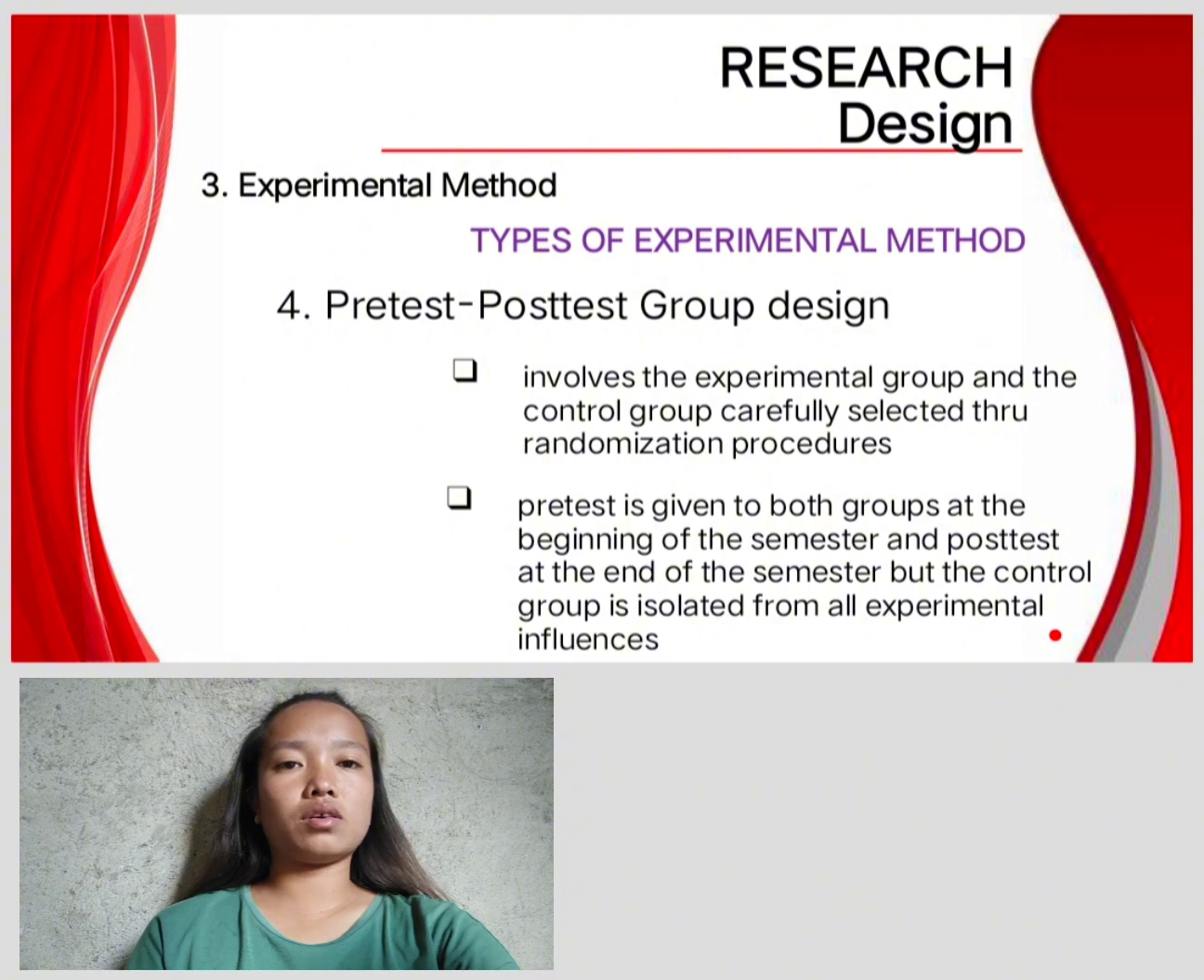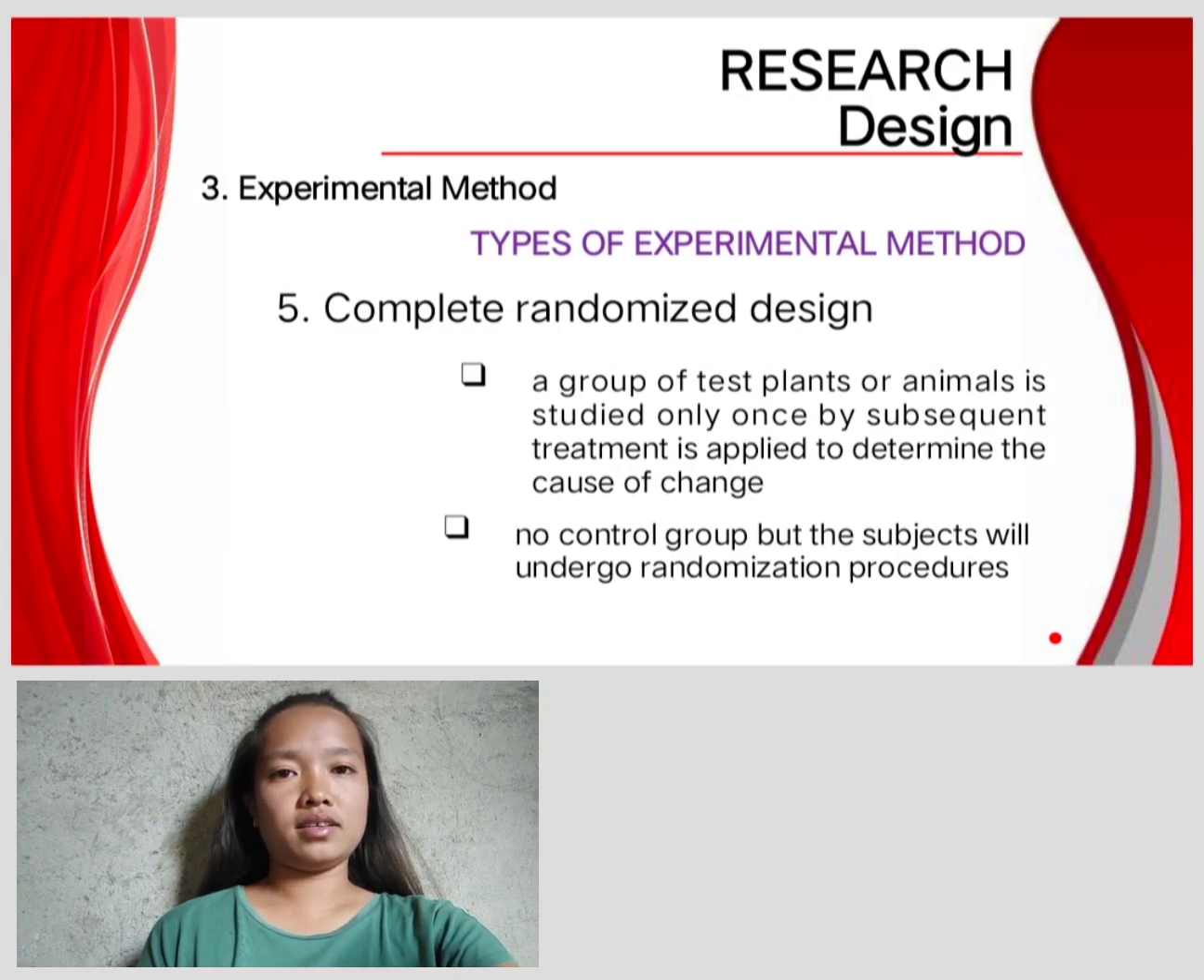Pre-test, post-test group design involves an experimental group and a control group carefully selected through randomization procedures. The pre-test is given to both groups at the beginning of the semester and the post-test at the end of the semester, but the control group is isolated from the experimental influences. Complete randomized design: a group of test plants or animals is studied only once, and a subsequent treatment is applied to determine the cause of change. There is no control group, but the subjects undergo randomization procedures.